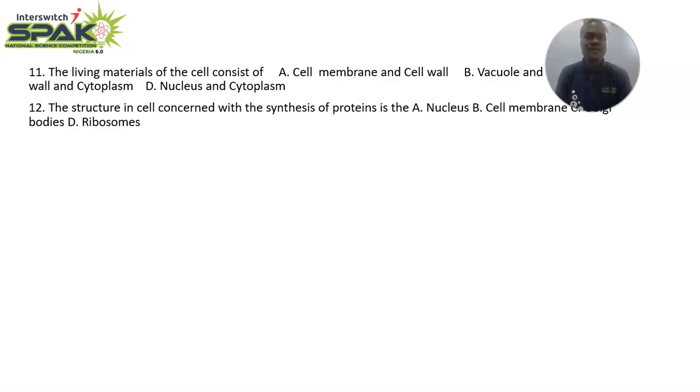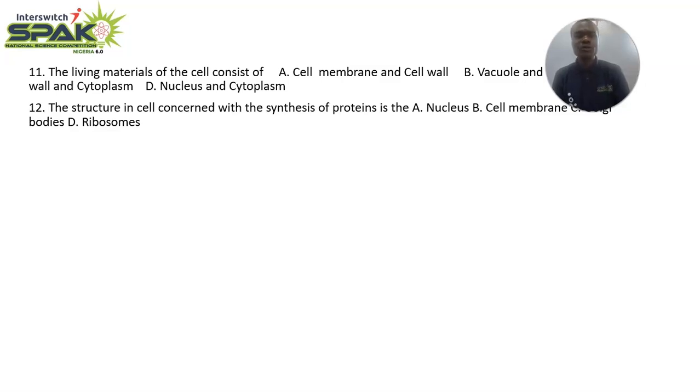The structure in cell concerned with the synthesis of protein is the dash. A, we have nucleus, we have cell membrane, we have Golgi body, and then we have ribosome. Which of them is concerned with the biosynthesis of protein? The correct answer is ribosome.